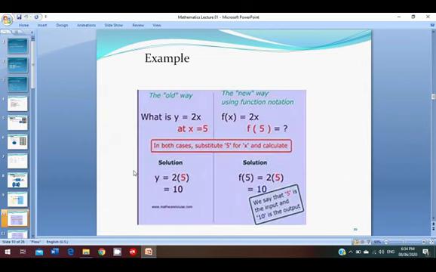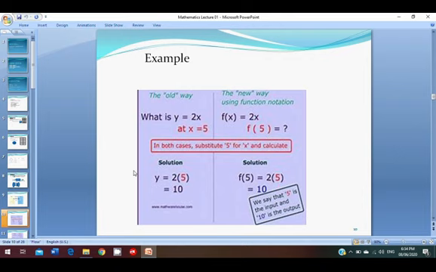Now, this is a very important and very simple example to explain the concept of a function. The first one is the old way, in which we say: what is y if y is equal to 2x when x is equal to 5? Means at a specific value of x, how does this equation behave? Solution: y is equal to 2 times 5, which is equal to 10.